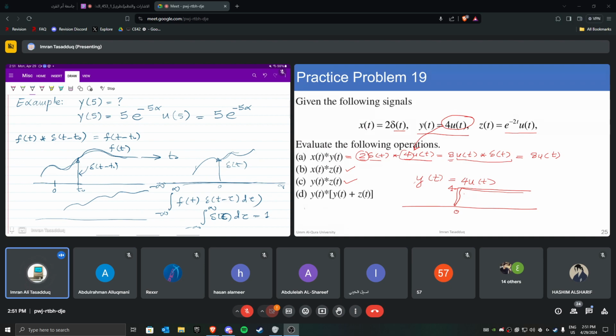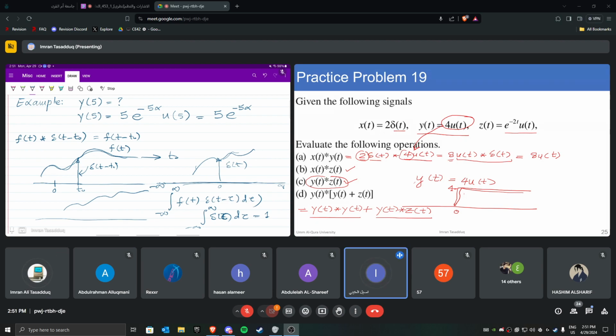For this one, you can use the property that it is actually y of t convolution with y of t, plus y of t convolution with z of t. Now this y convolution z, you already did here, part C. So you have it. You only have to do this and then add it with this.